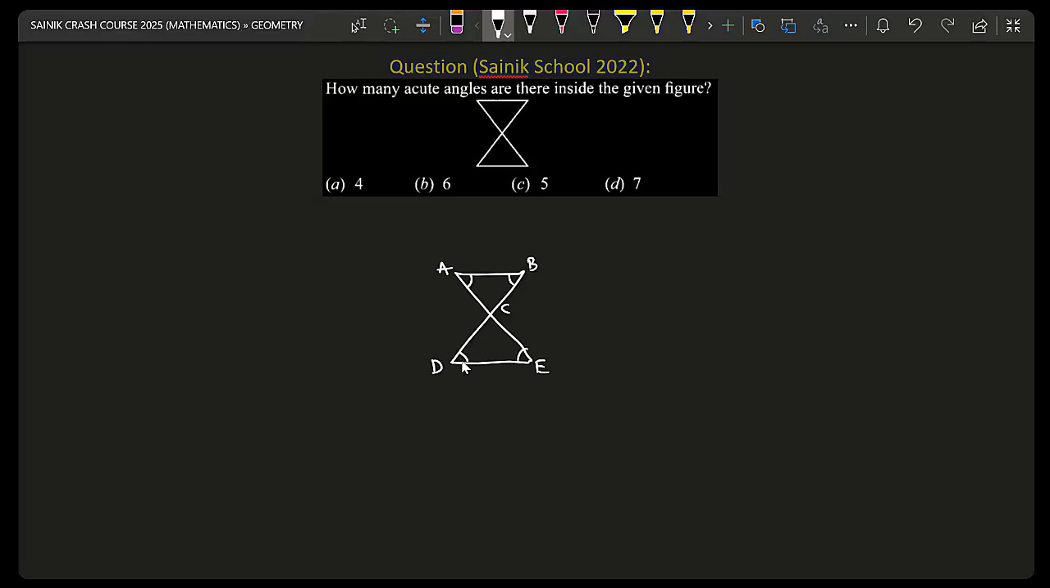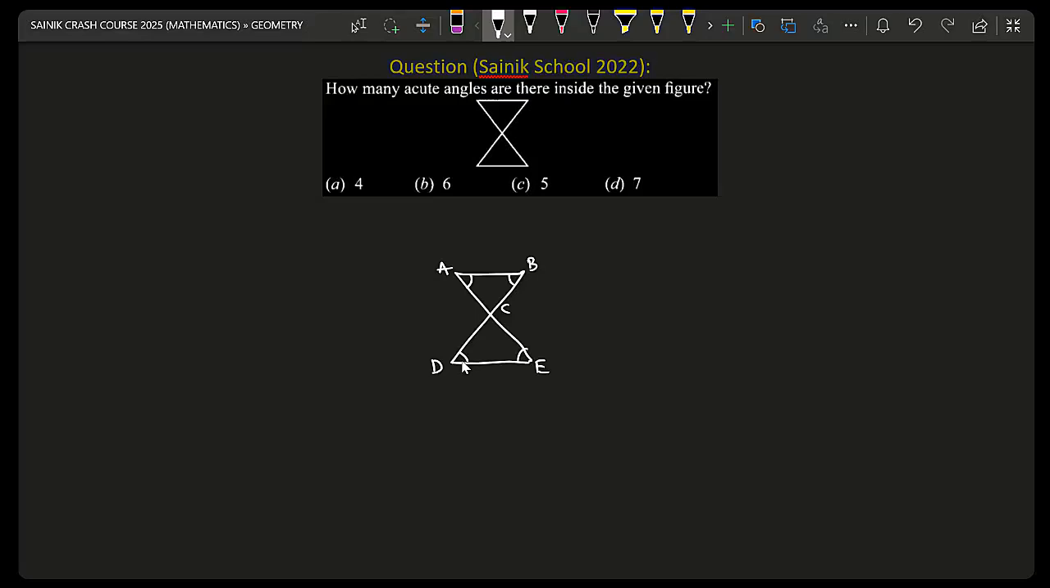Pranay, what is your answer? Is it option A? No, sir. Option B, but two more angles are there. Where are two more acute angles? You are saying option B, but you are not saying where they are. Pranay, am I audible? Where are the other two acute angles?